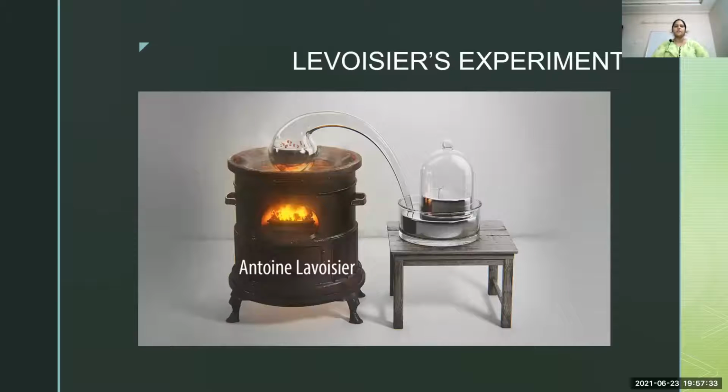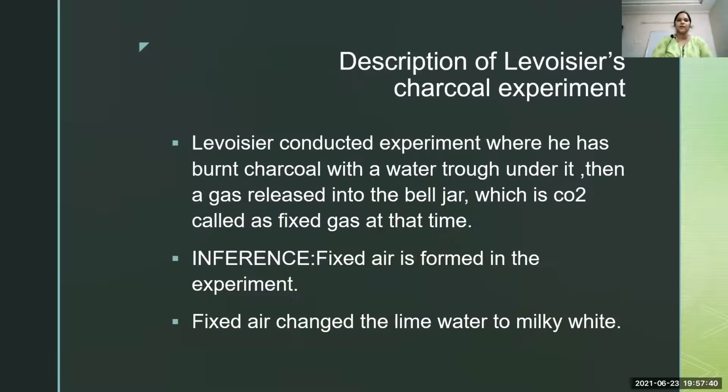Coming to the next slide, Lavoisier's experiment starts with an apparatus like this. Okay, the apparatus will be like this. Coming to the description of Lavoisier's charcoal experiment. Lavoisier conducted an experiment where he burnt charcoal with a water trough under it. Then a gas was released into the bell jar. What is that gas? Carbon dioxide, known as fixed gas at that time. Why? Because they didn't know what carbon dioxide or oxygen was at that time.